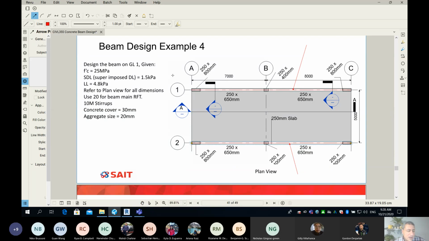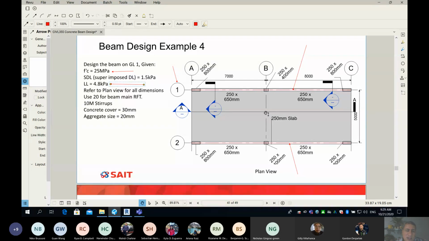So where is grid line 1? Here is my grid line number 1. Okay. Now, when we design the beam, we will use 25 MPa concrete, which is the norm. We have some information about the loads. So the loads here, we need to make sure that my beam is strong enough to carry the 4.8 kPa that goes onto the slab.